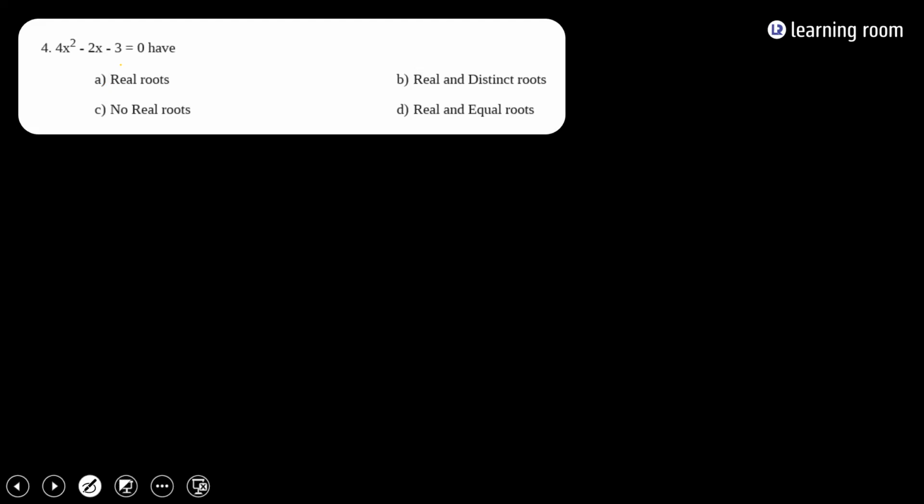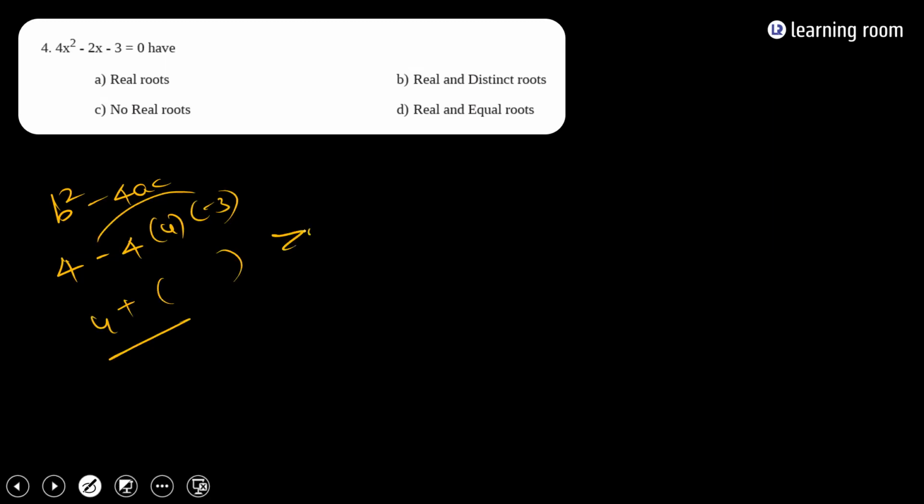4x square minus 2x minus 3. Find the discriminant, b square minus 4ac. So 4 minus 4 into minus 3. I'm able to see that this value is positive, because minus of minus is plus, so whatever it is, it is going to be greater than 0. So it has real and distinct roots. So 16 into 3 is 60. So the total answer is 60.